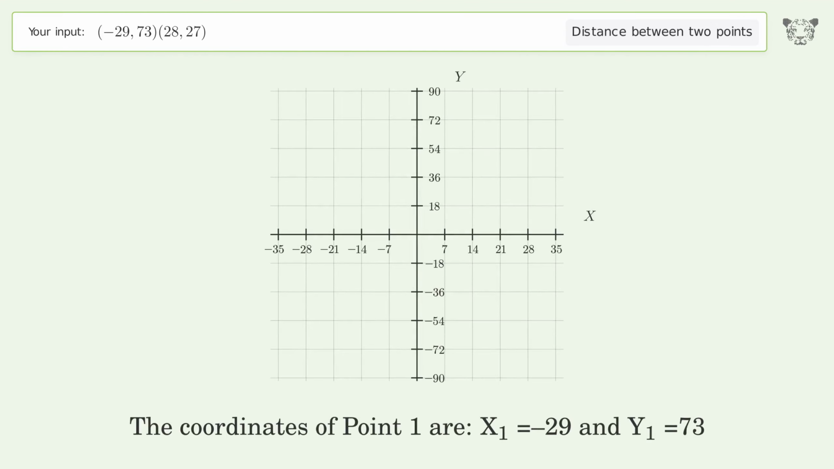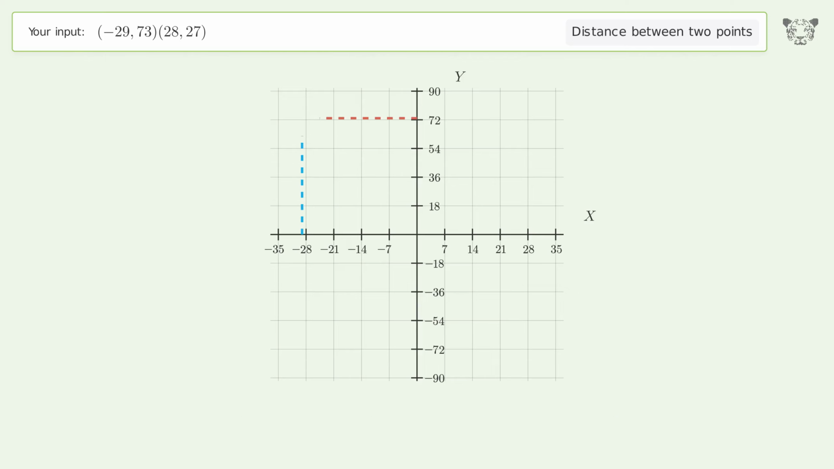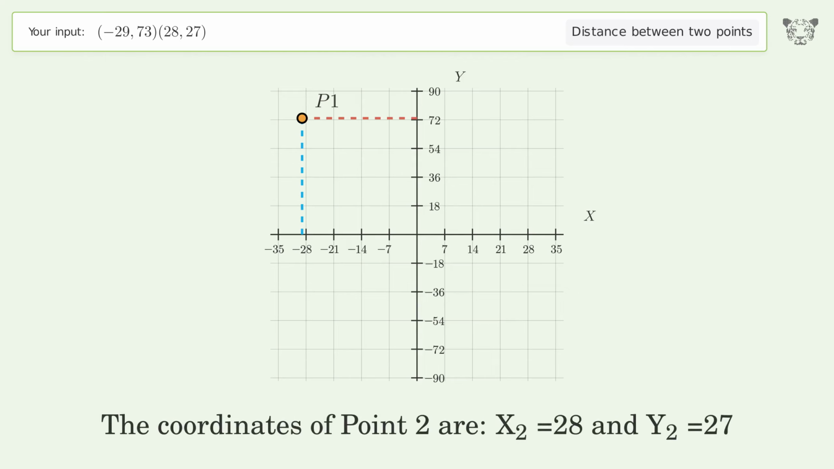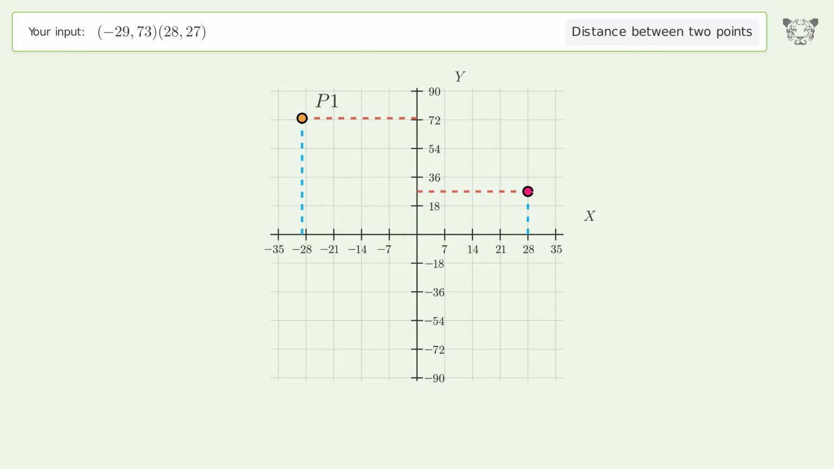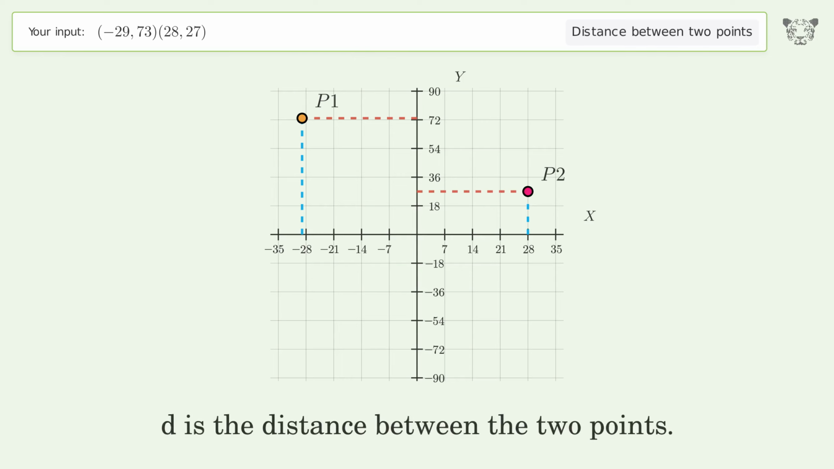The coordinates of point 1 are, x1 equals -29 and y1 equals 73. The coordinates of point 2 are, x2 equals 28 and y2 equals 27. D is the distance between the 2 points.